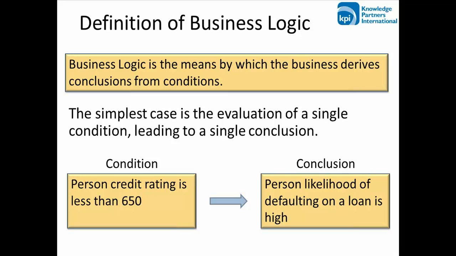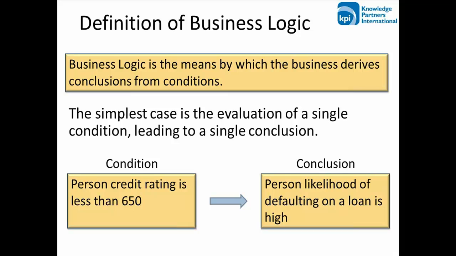It's the logic that business people, such as vice presidents, underwriters, credit managers, risk managers, want to manage, that runs in our systems or behind our processes. The simplest kind of business logic is an expression that evaluates only one condition and determines the value of only one conclusion. And this page contains a very simple example like that.